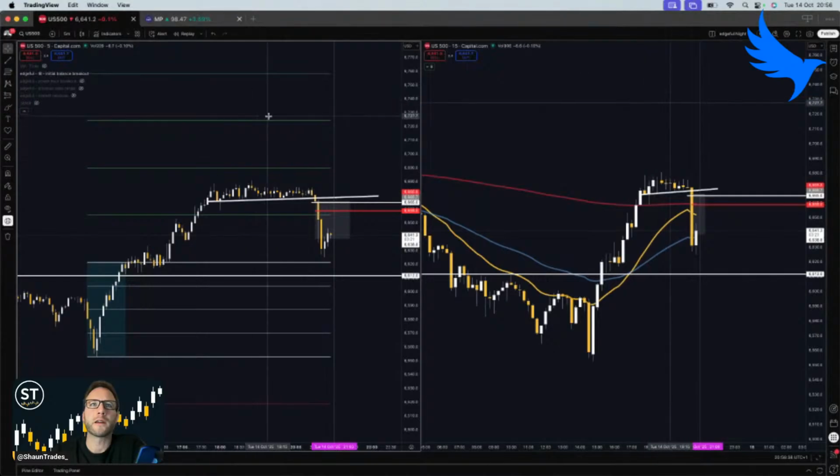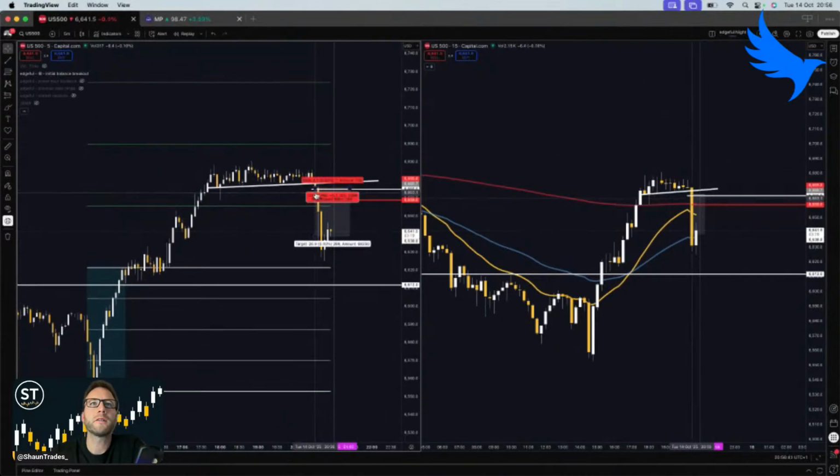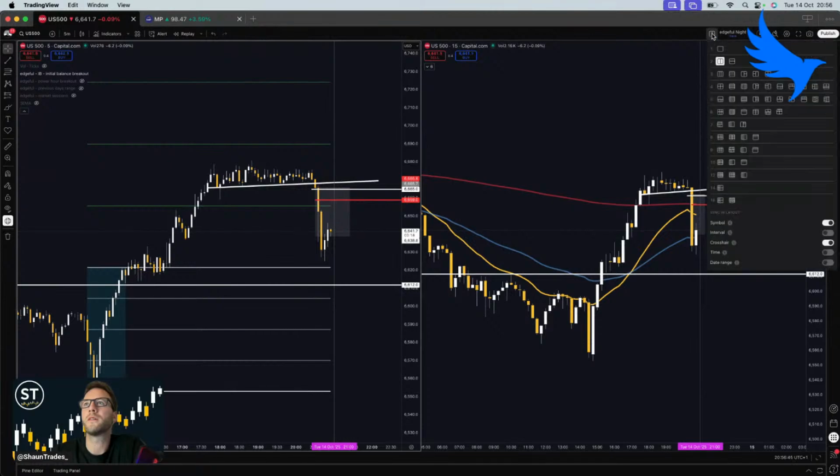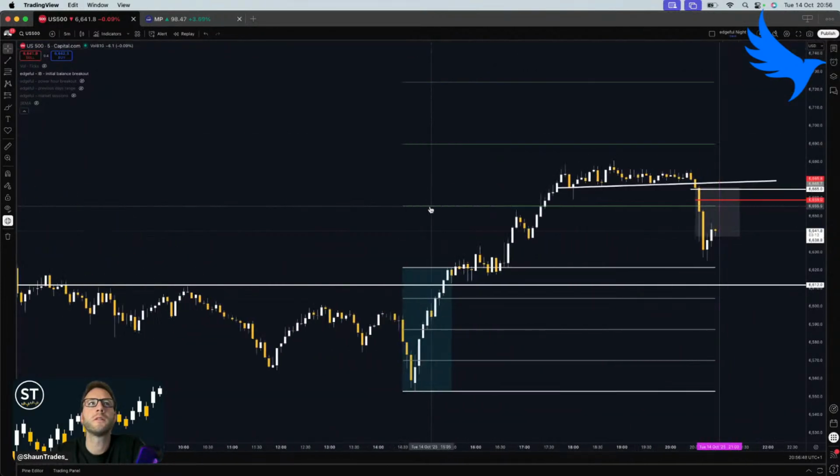Oh, we're going to the close. It's got a bit more muted now. Obviously had that big move down. I think what we'll do is switch back to the single chart and zoom in.